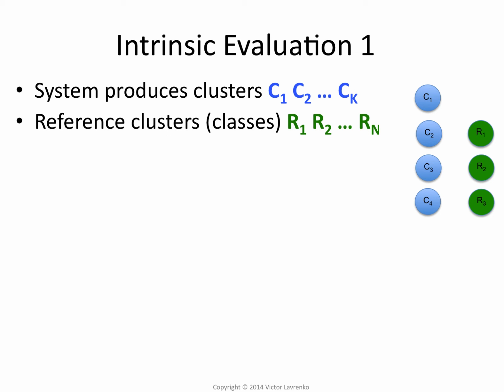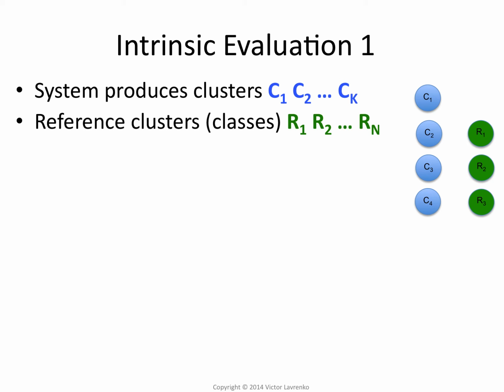We have a clustering system. It produces k clusters. I'm going to call them C1 through Ck. And let's say that I have a set of reference clusters. Maybe they're digits, or maybe they're classes, or maybe somebody just clustered the data set, and that's what I have to reproduce. So I have a set of reference clusters R1 through Rn.